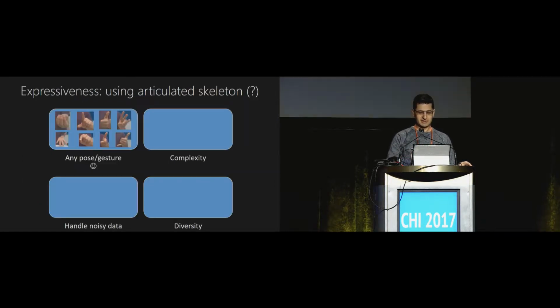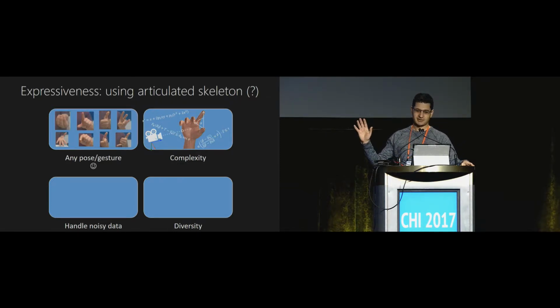So we might think that it's a good idea to use the articulated skeleton to develop a customized gesture. At first sight, it seems great. Nearly any gesture, any pose that I do with my hand, I can define using the articulated parameters. However, it's very complex to do it.